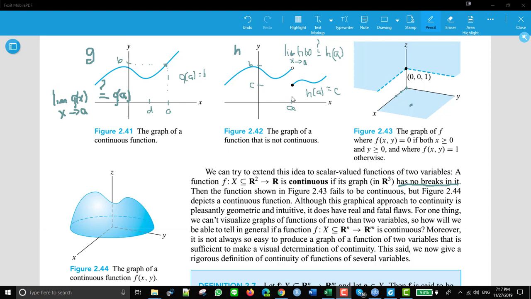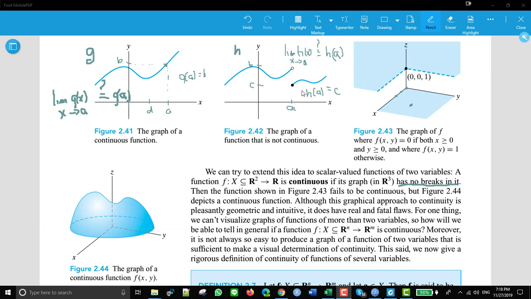Now how about for this picture? What about for h? So what is the limit as x approaches a? If we get closer and closer to a, coming in from the right-hand side, it looks like it's approaching c. But if we're coming in from the left-hand side, then it looks like it's approaching b. So here the limit doesn't even exist, much less is it equal to h of a. h of a happens to be c, but in any case, the limit doesn't even exist here.